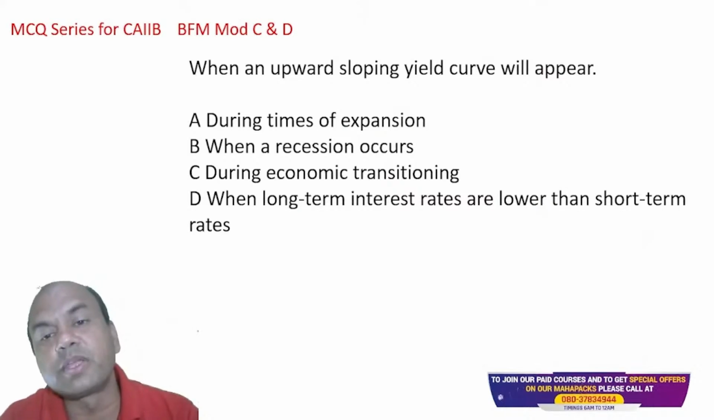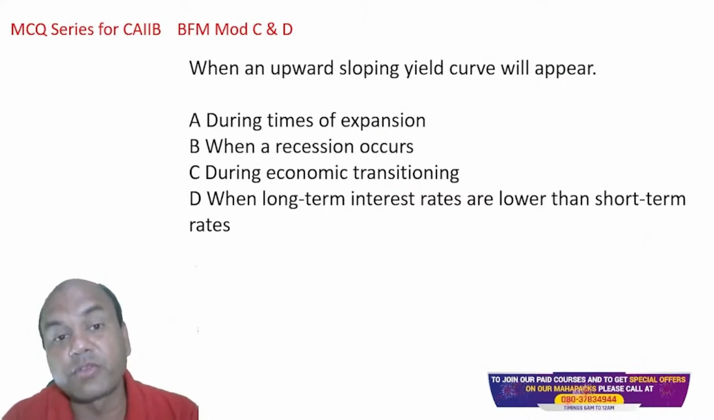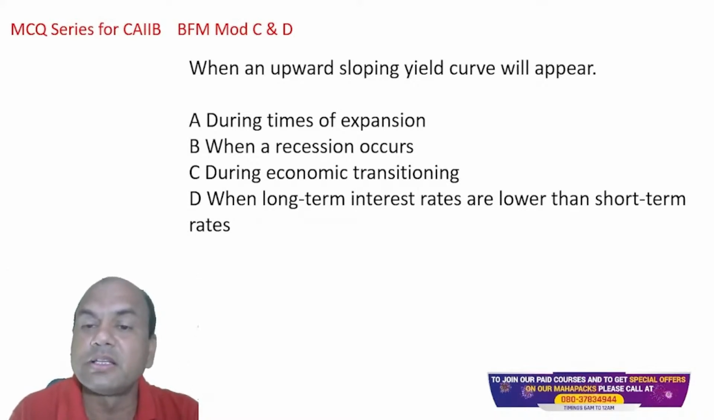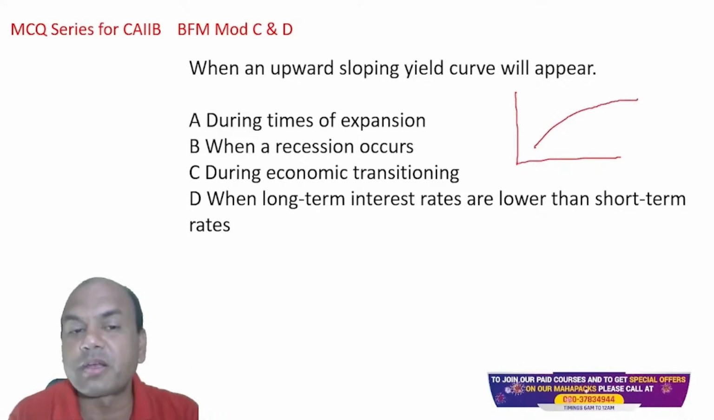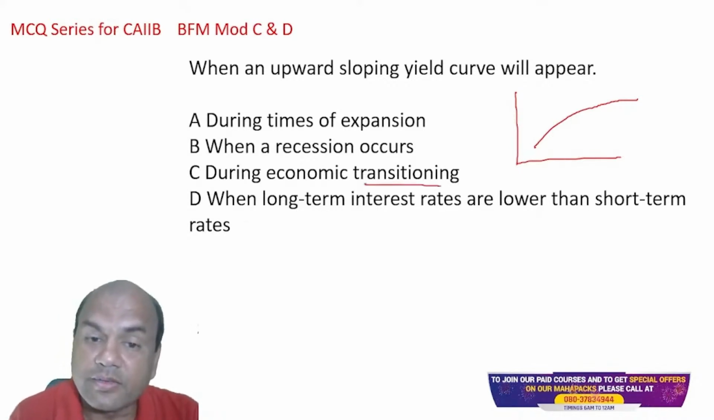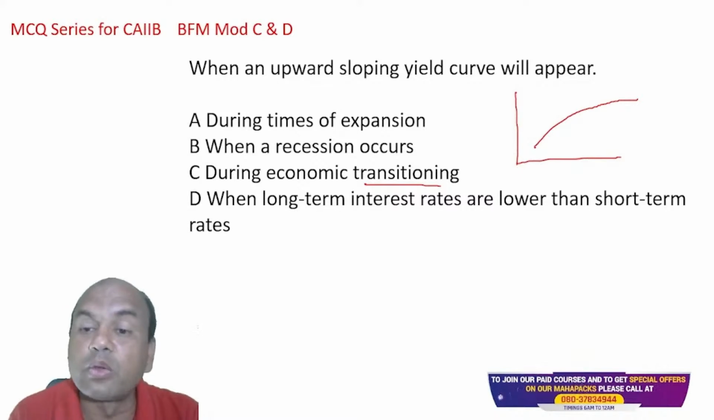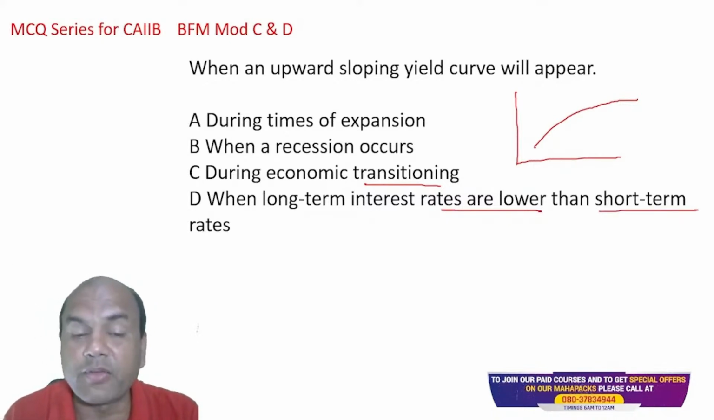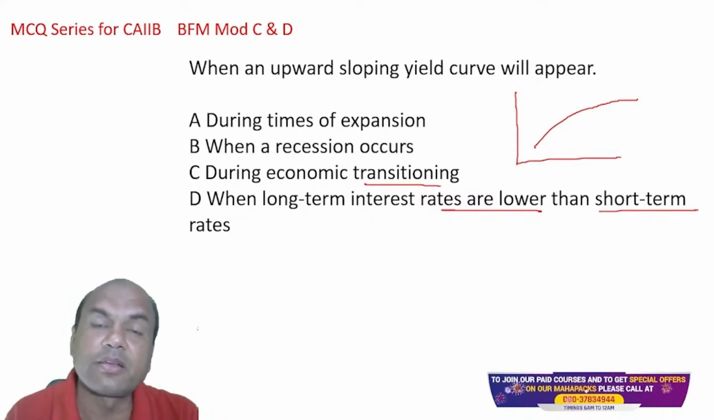When will an upward sloping yield curve appear? Upward means just now we saw this one. When will this appear? A: during the times of expansion; B: when recession occurs; C: during economic transition; D: when long-term interest rates are lower than the short-term interest rates. Long-term are lower than short-term. So when will this occur? I want it in the comment section. A, B, C or D.